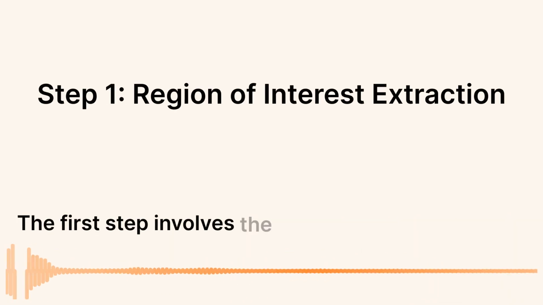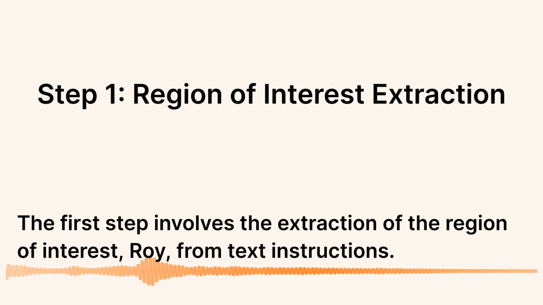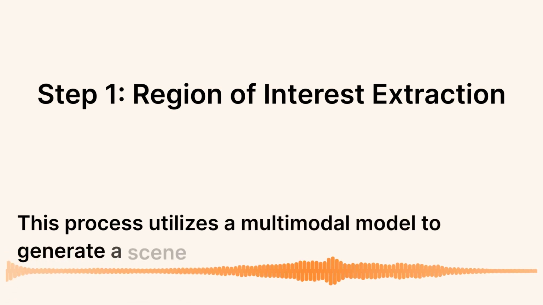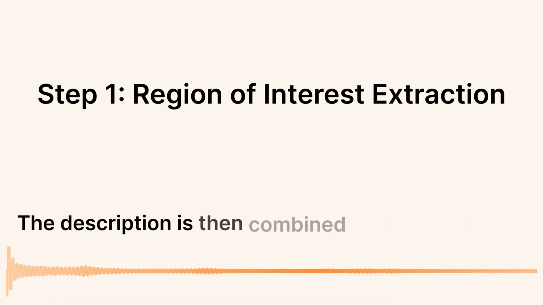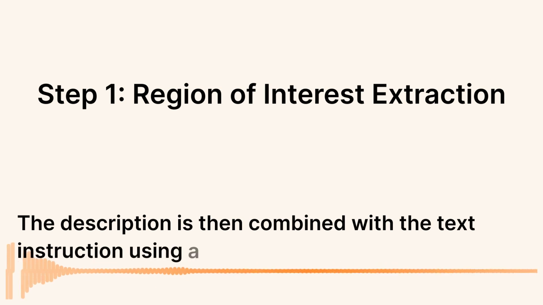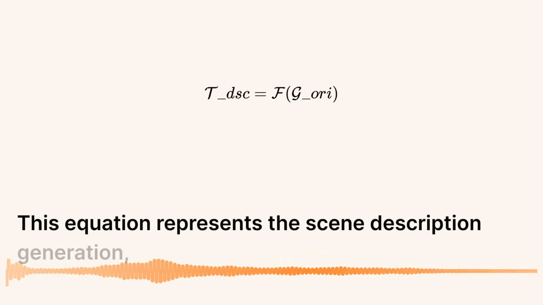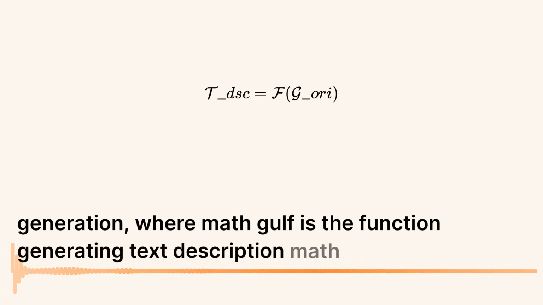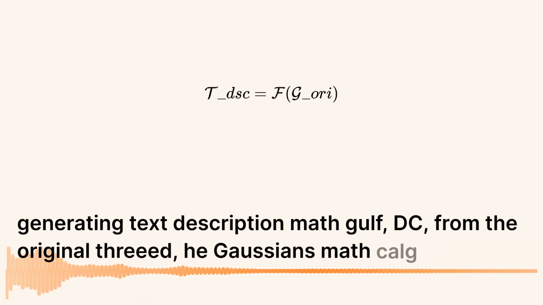The first step involves the extraction of the region of interest, ROI, from text instructions. This process utilizes a multimodal model to generate a scene description from 3D Gaussians. The description is then combined with the text instruction using a large language model assistant to determine the areas to be edited. This equation represents the scene description generation, where C is the function generating text description, D_C, from the original 3D Gaussians.